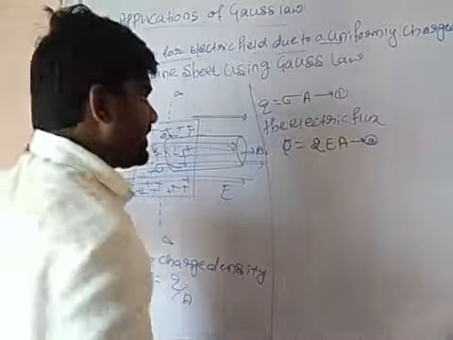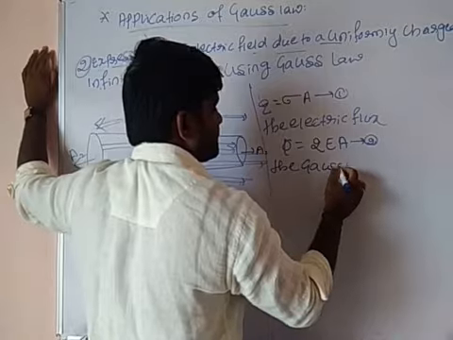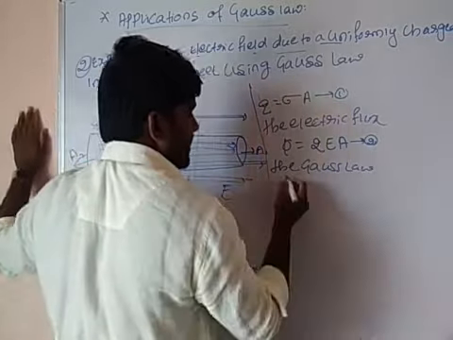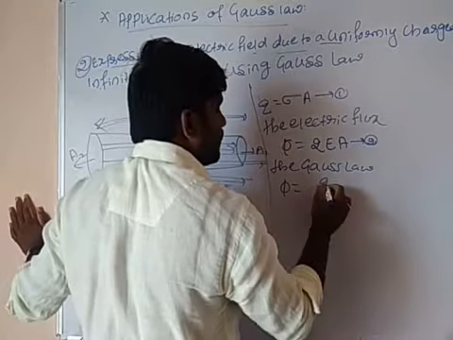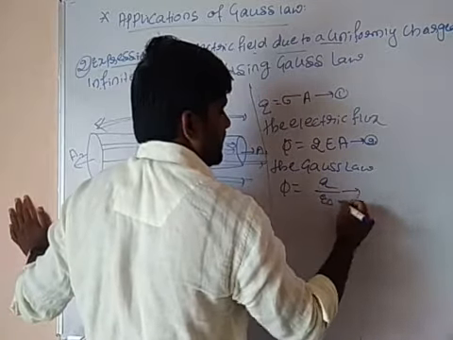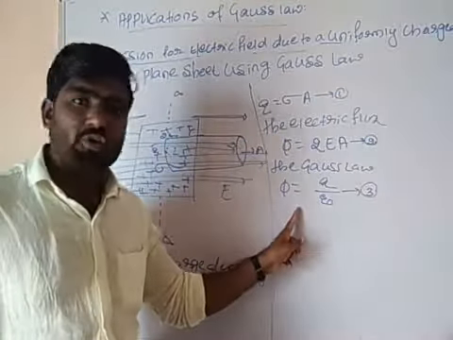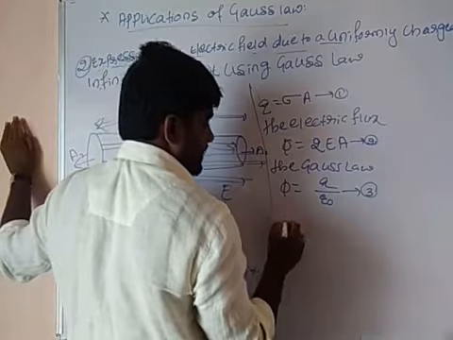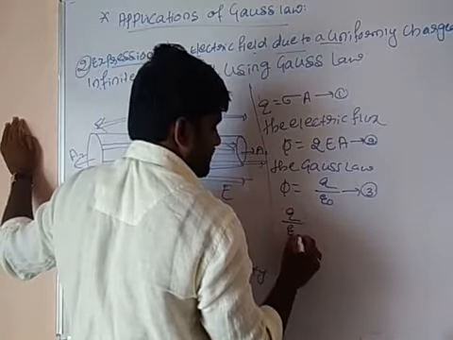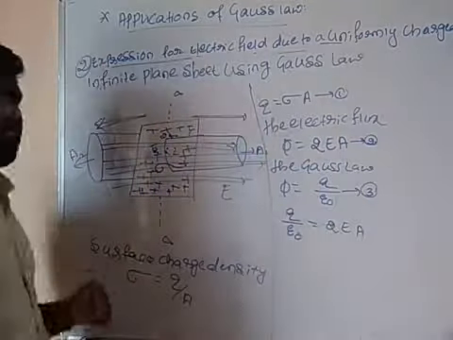Then the Gauss law. What is your Gauss law? This phi is equal to Q divided by epsilon naught. It will be your equation number 3. Equate equation number 2 and 3. Then what we will get? Q divided by epsilon naught is equal to 2 times E into A.